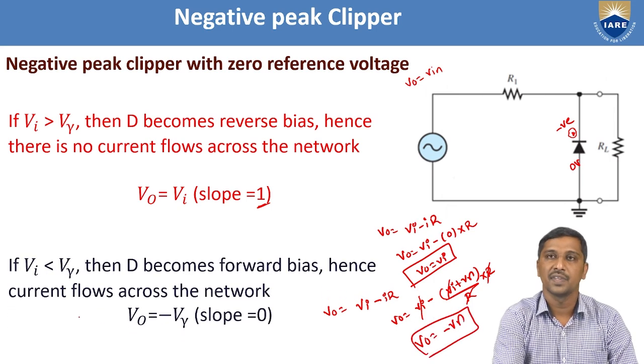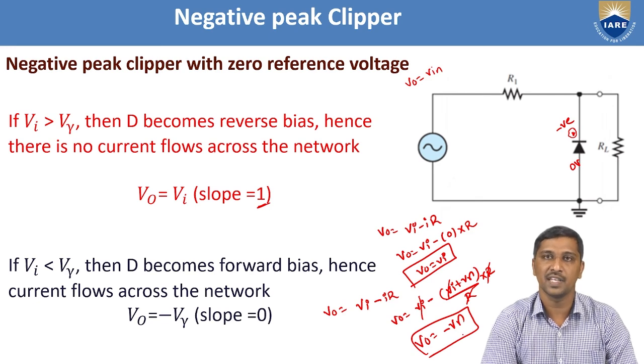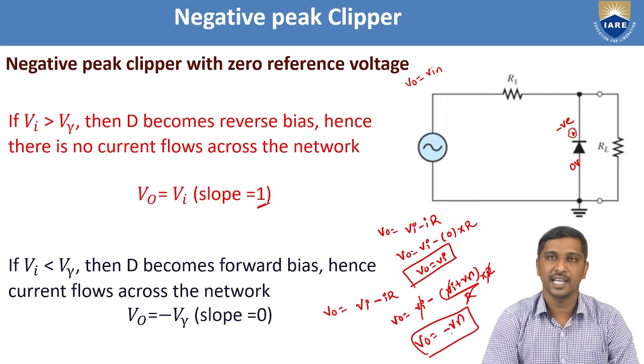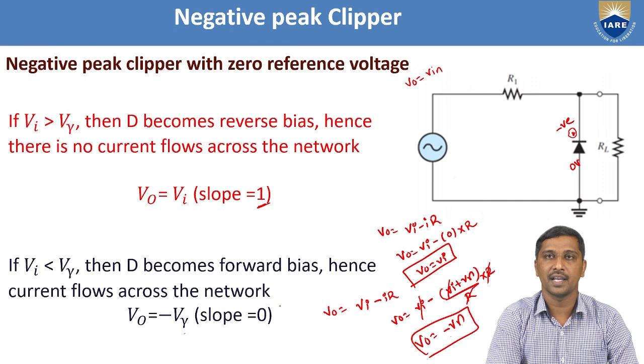So that is the reason. If Vi is less than V gamma, the diode becomes forward biased. Hence, it allows the flow of current. That current is represented as Vi plus V gamma by R. Hence, the output voltage is minus V gamma. So entirely during this negative half cycle, the output voltage is a constant equal to the cut-in voltage of the PN junction diode. Hence, the slope is 0. Based on these two mathematical analyses, now we need to draw the graphical representation here.